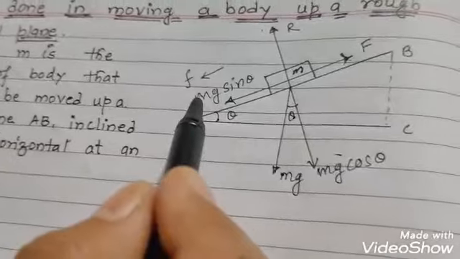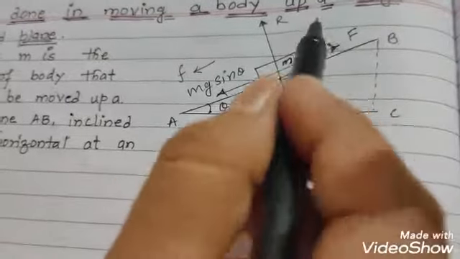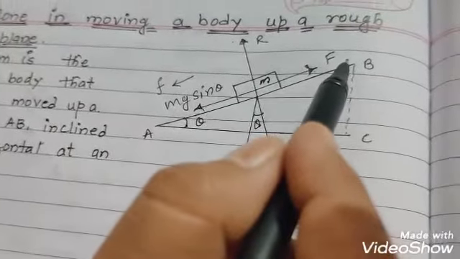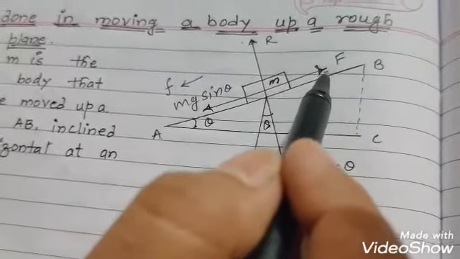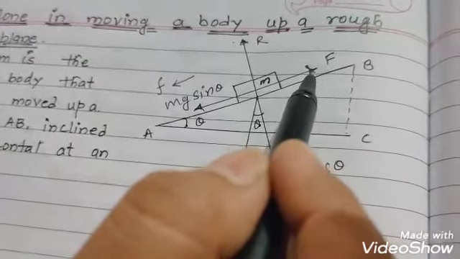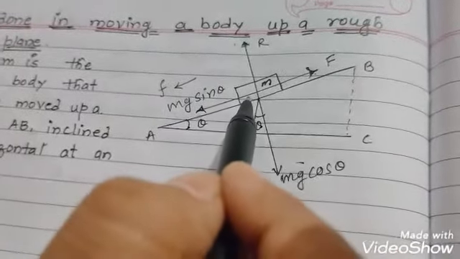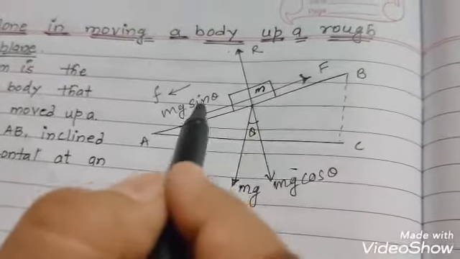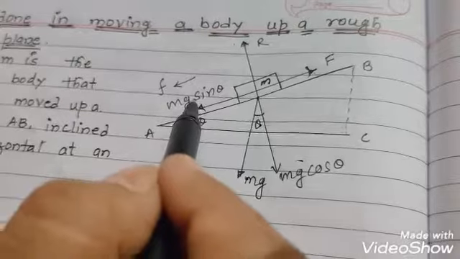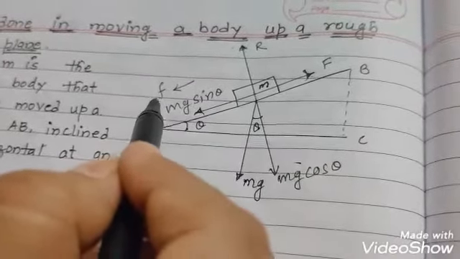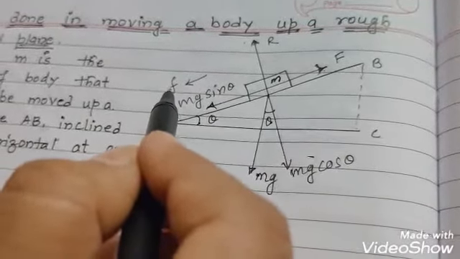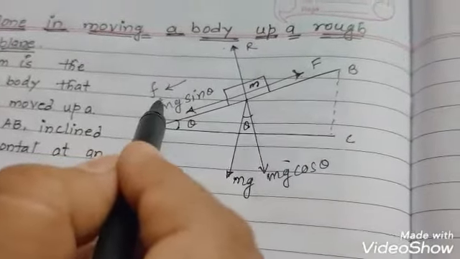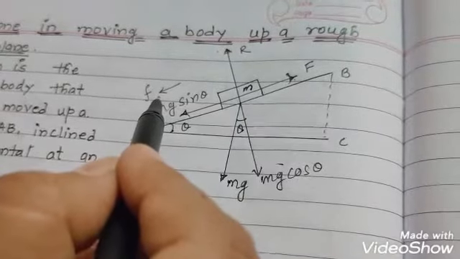You will see here that the applied force is in the upward direction, represented with capital letter F. That means the block must be moving in the upward direction. So the force of friction will work against the motion and is represented here with a small letter f. This is working in the downward direction on this inclined plane.